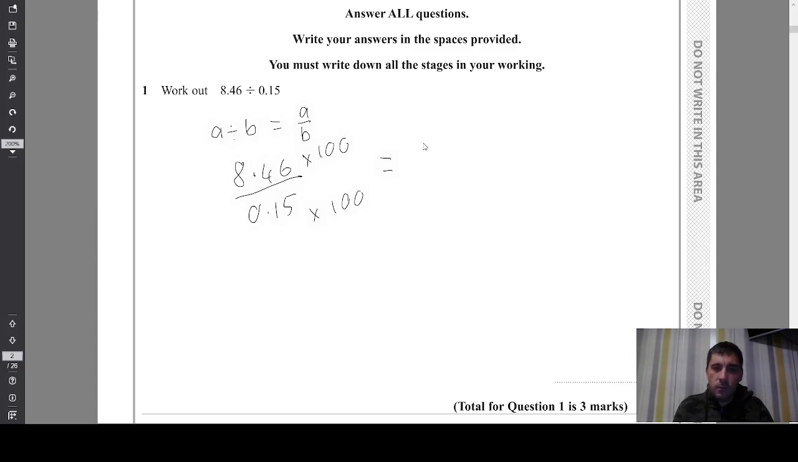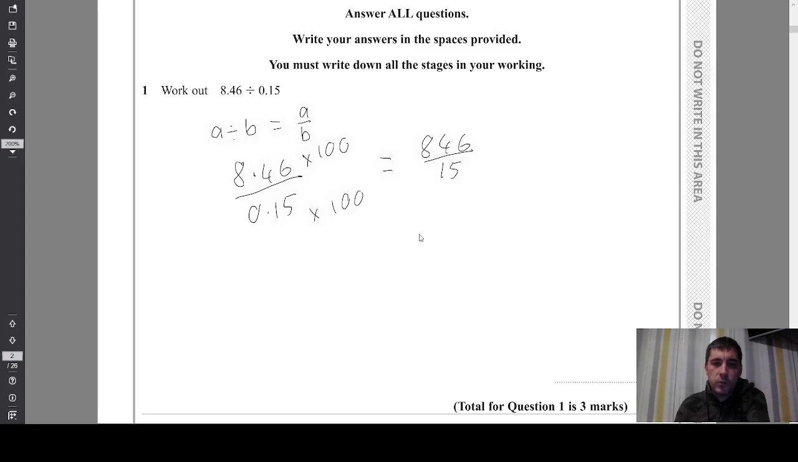So let's check what we get. It's 846 over 15, and it makes our life slightly easier, because now, well, we can't divide by 15 evenly, so let's check if we can simplify any further. Do 8 plus 4 plus 6, which is 18, and if the sum of all digits is divisible by 3, that means the whole number is also divisible by 3.